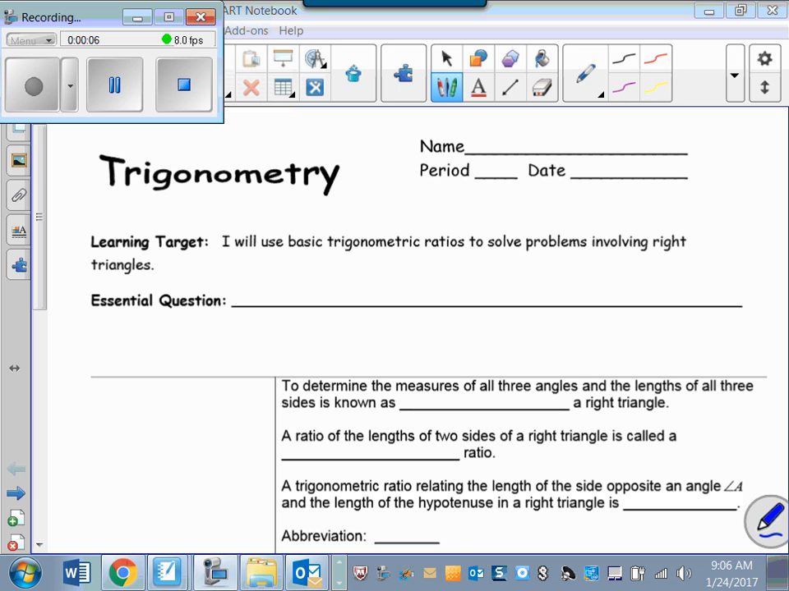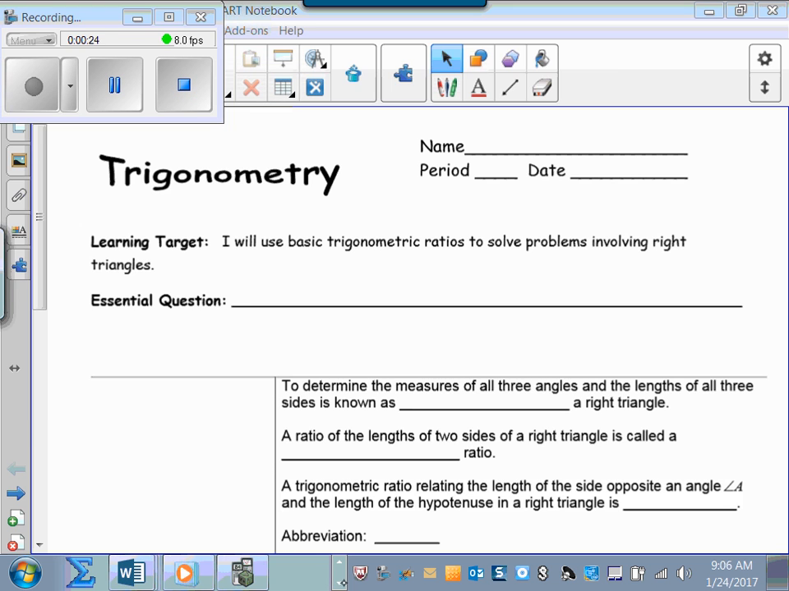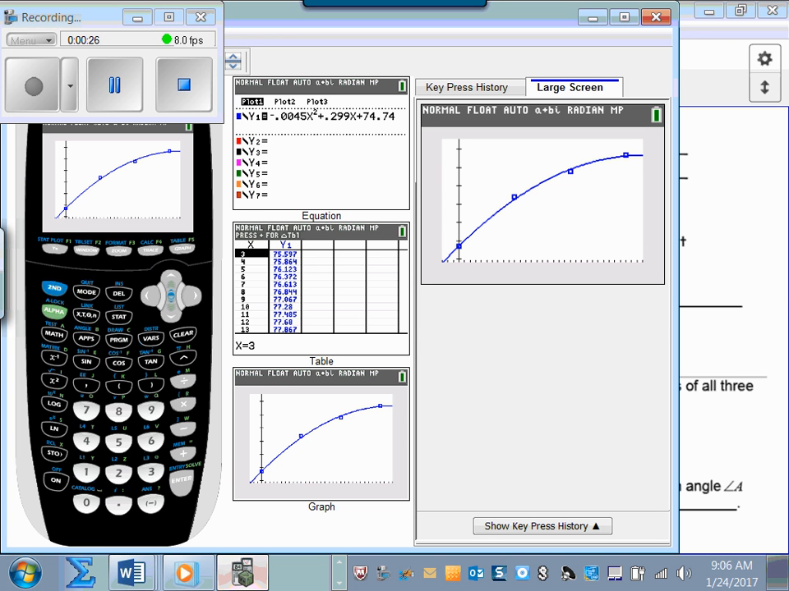Trigonometry, and probably some of you have never used trig. So what you need to do right now, if you don't have your graphing calculator with you, is pause this video and go find it, because I have to show you some things right off the bat with your calculator. All right, so let me get my calculator here and show you.